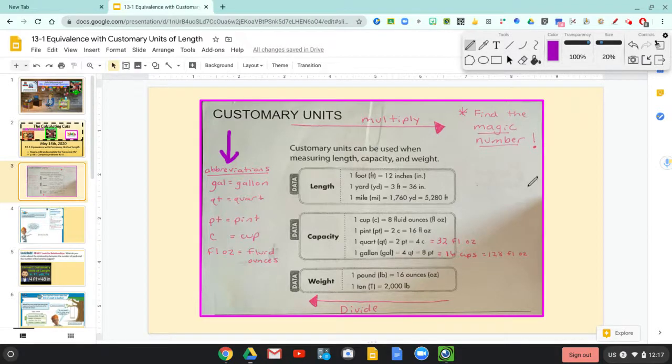And something else I'm going to be talking about is finding the magic number. So the magic number is the number that you need to do your conversion.